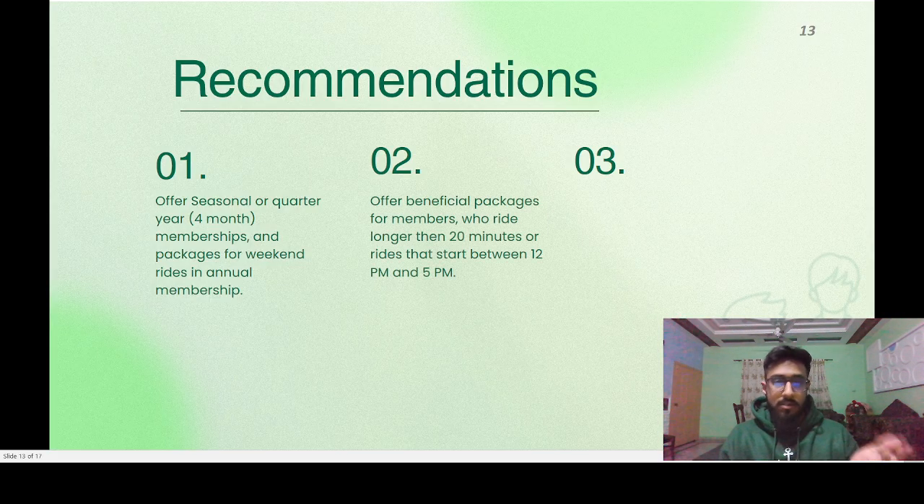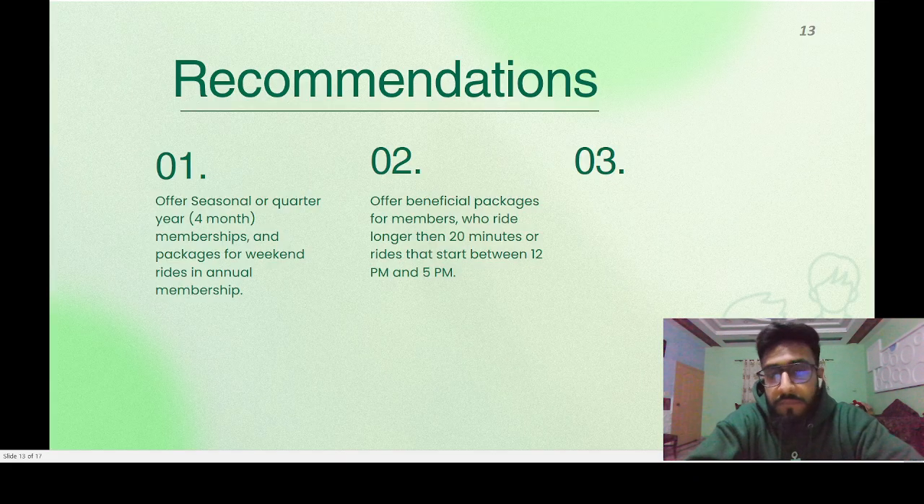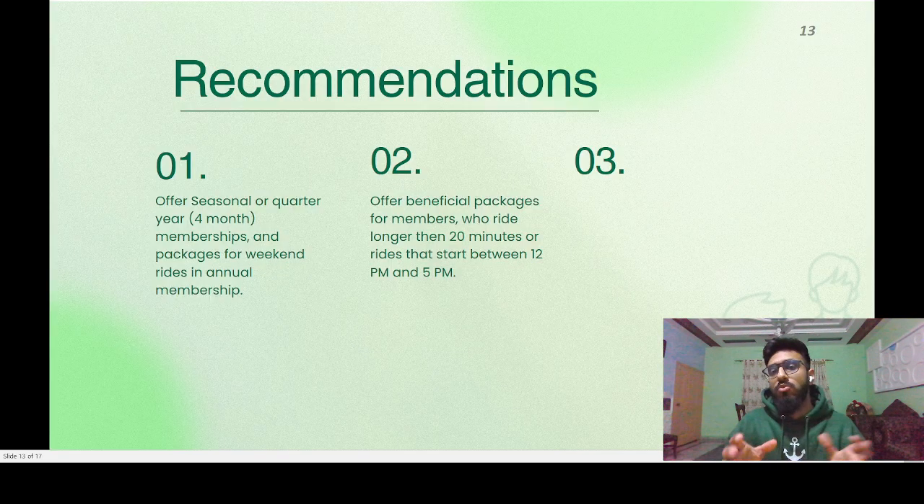All right, so the second recommendation would be to offer a beneficial package for members who ride longer than 20 minutes or rides that start between 12 p.m. and 5 p.m. As we saw earlier, the casual riders ride longer durations of time as compared to membership riders. So in order to convert them to membership riders, we can offer something like that in our annual membership that would attract or fulfill the needs of the casual riders.